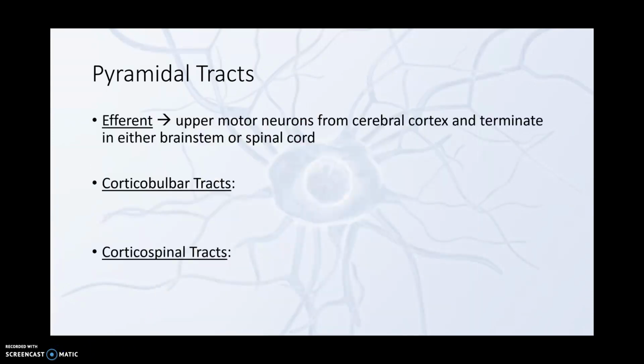Okay, so our pyramidal tracts, we're talking about efferent tracts here. These are upper motor neurons from the cerebral cortex and terminate either in the brainstem or in the spinal cord themselves. So let's talk about the corticobulbar tract first. The corticobulbar tract conducts impulses from the brain to the cranial nerves. So that's important. These nerves control the muscles of the face and the neck and are involved in facial expression, mastication, swallowing, and other functions.